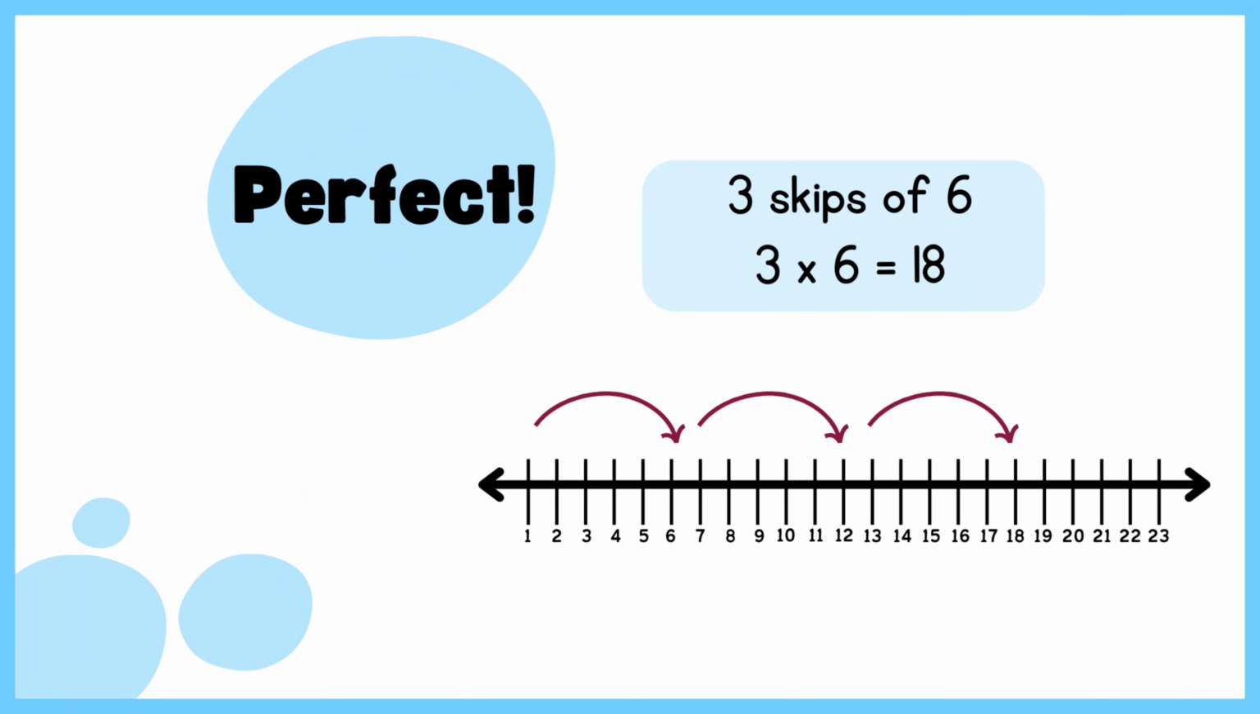Perfect. Did you say that the answer was 3 skips of 6, or 3 times 6 equals 18? As we said in the last question, it doesn't really matter whether it's 6 times 3 or 3 times 6. It's still the same answer, but sometimes it does matter if you say 6 skips of 3 or if you say 3 skips of 6. Because right now it's 3 skips of 6, but if you were to say 6 skips of 3, then it would have been a whole other number line, but the answer would have still been 18.